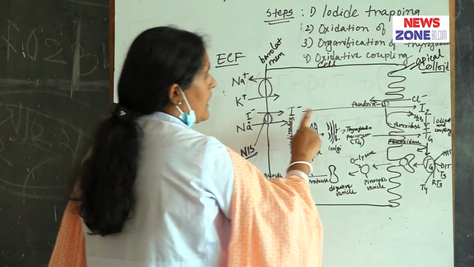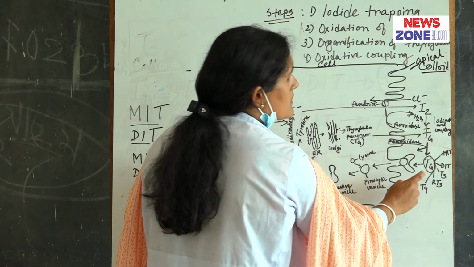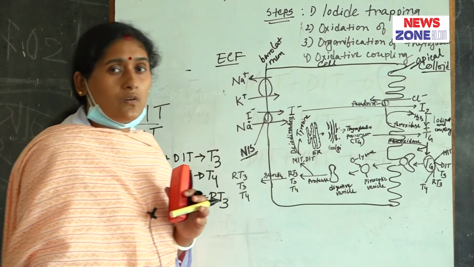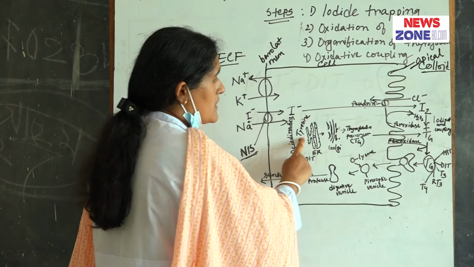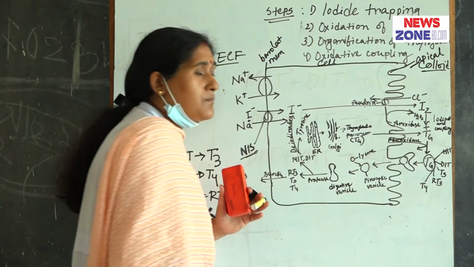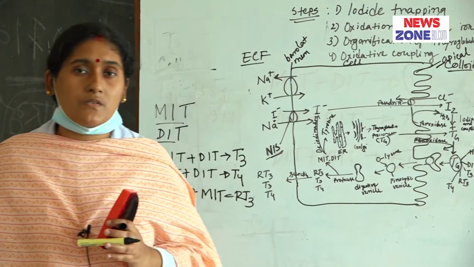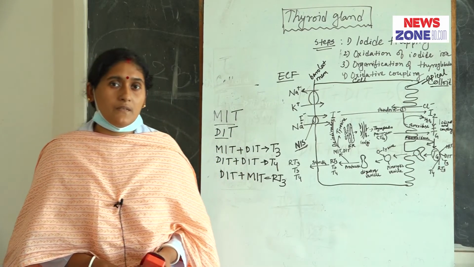These iodide are recirculated for the synthesis of thyroid hormone, and tyrosine is also reutilized because tyrosine is used for the synthesis of thyroglobulin. Previously I told you that thyroglobulin is made up of 17 tyrosine amino acids. This is overall my lecture today. Thank you.